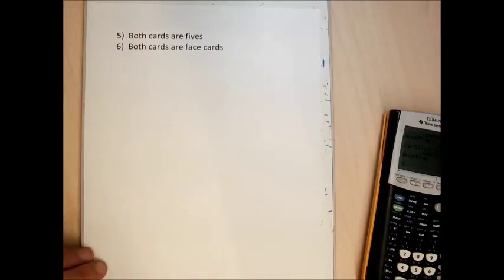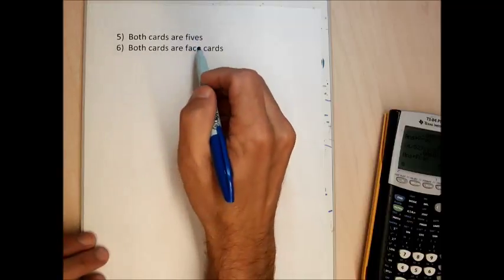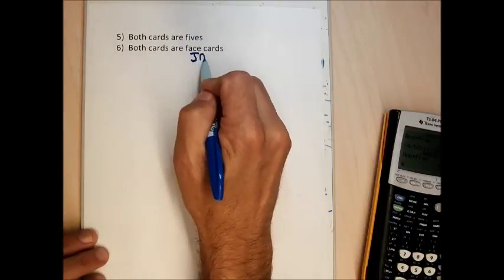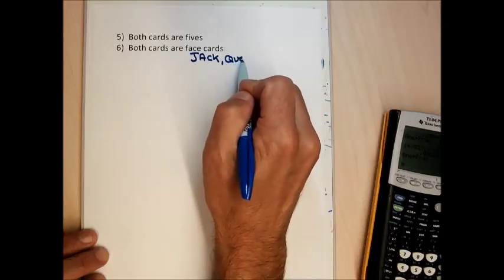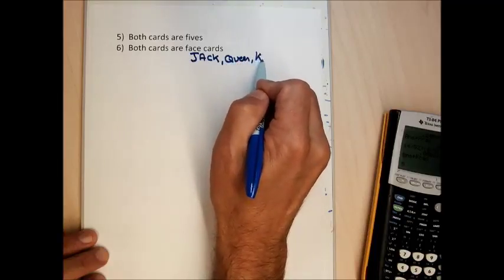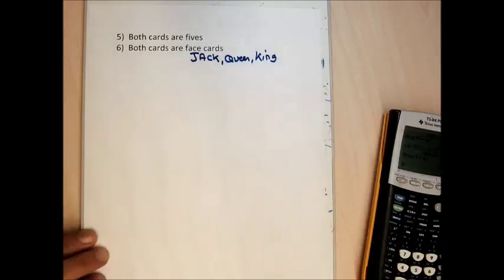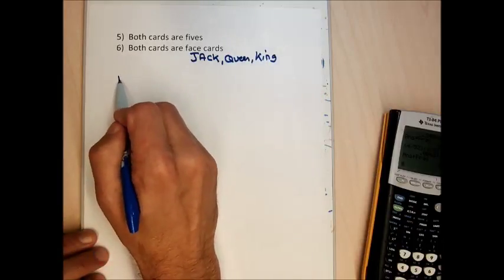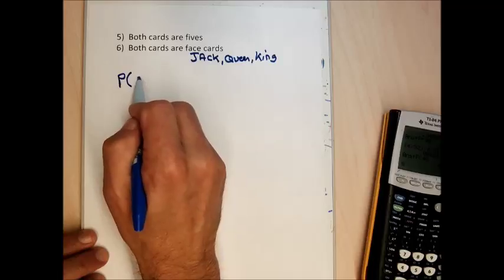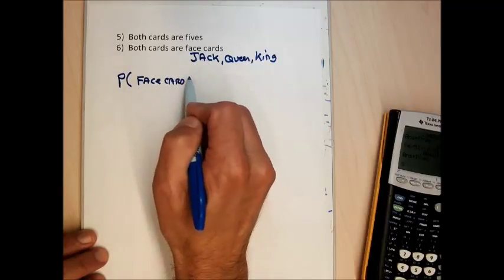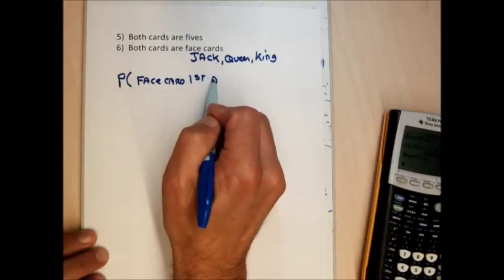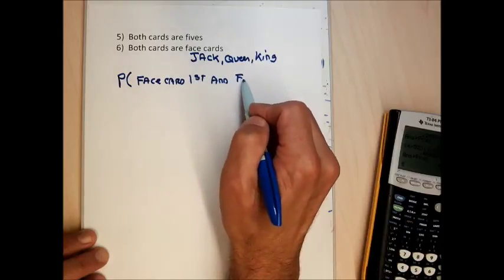Six is tricky, and I don't know that we deal with face cards for you. Well, you can do 5, I'll do 6. Face cards are jacks, queens, and kings because they have pictures of faces or people on them. Any other card doesn't have eyes on it in some sense. So I'm trying in problem 6 to find the probability of getting a face card first and a face card second.